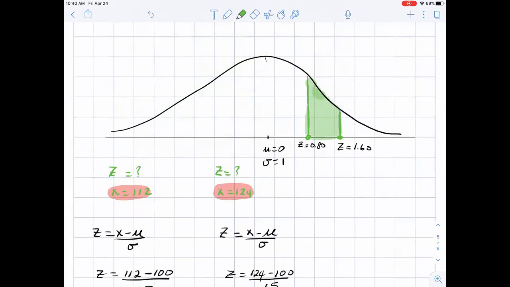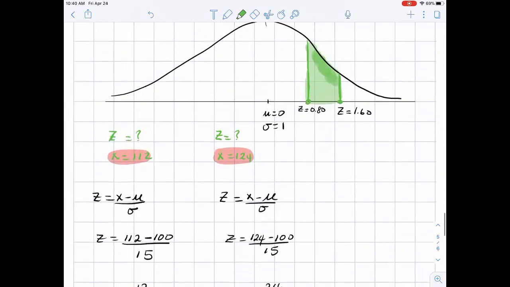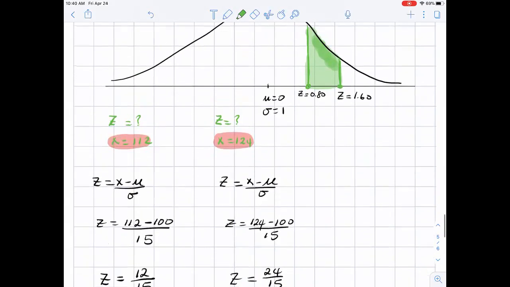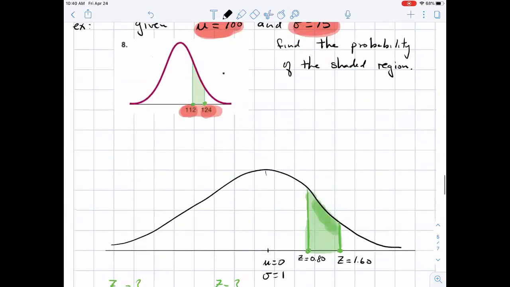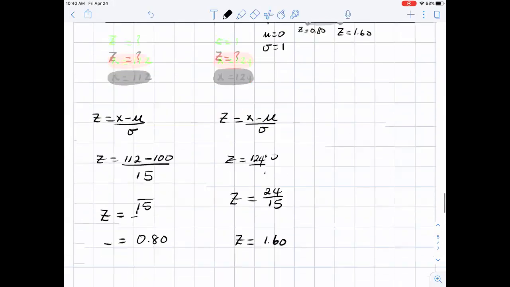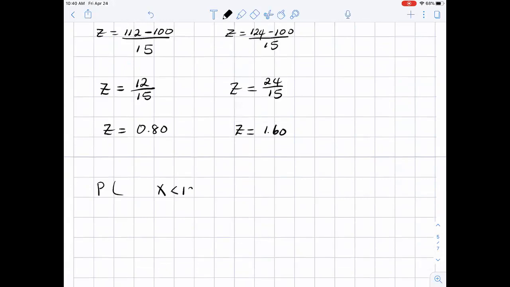So you guys should be now experts at finding that area, because last class we showed how to find area of a portion, right? So what do we have? Right now we know that you were given probability of x between 2 numbers. It was less than 124 but greater than 112. So the probability of x less than 124 but greater than 112 has converted to the probability of z less than 1.60 but greater than 0.80. You guys should be aware of how to write this.